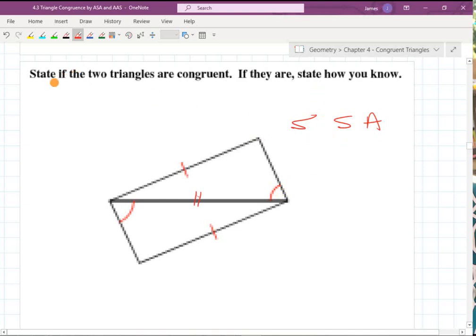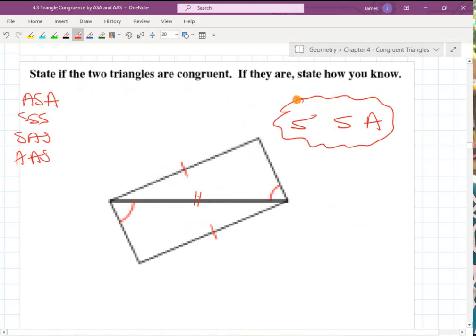No. So this one, so we've got our tools. We got angle, side, angle. We got side, side, side, side, angle, side, and angle, angle, side. The information provided so far in this picture does not align with any of these. Okay, the one that it does align with is one that we said doesn't guarantee congruency.